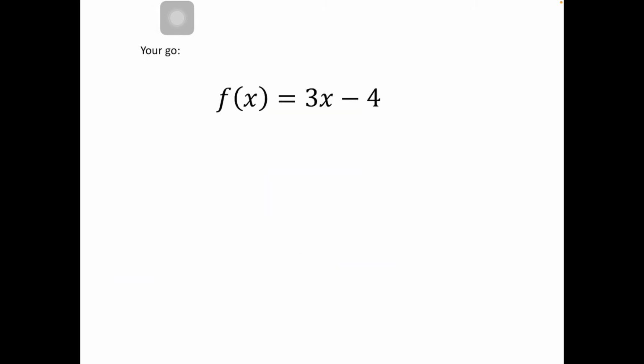Okay, I want you to pause again. Can you have another go at this one, please? So pause the video. Can you try f of x equals 3x minus 4? Can I have the inverse function, please?